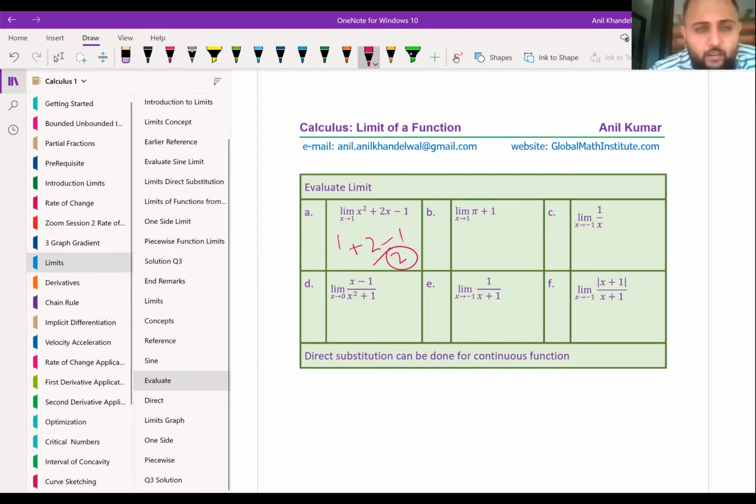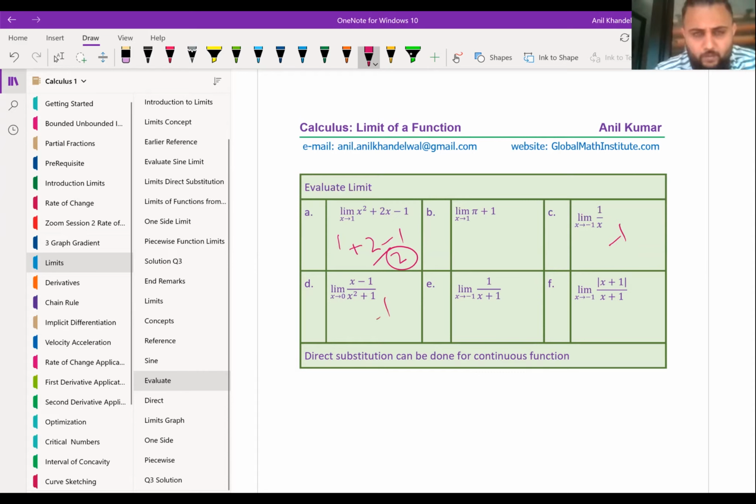Pi. Pi is the number, right? Yeah. Irrational number pi. What is the answer? Pi plus 1 is the correct answer, Najib. That's what you said. The C is 1 over x when x approaches minus 1. The answer is? Minus 1. And the next one is x approaches 0, x minus 1 over x squared plus 1. We already did this, right?